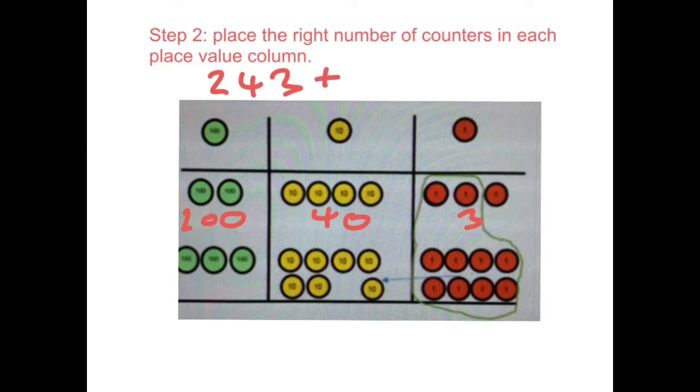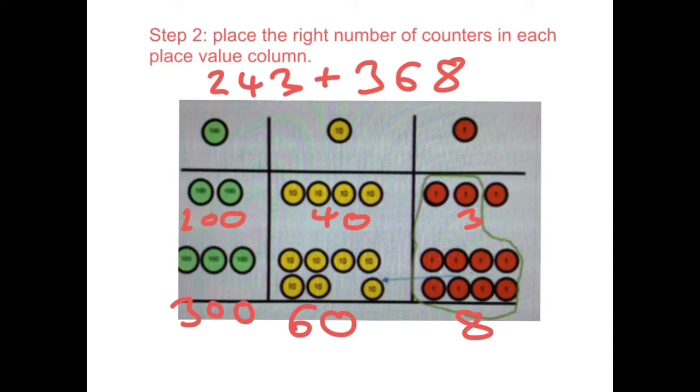Okay, onto that we had to add 368. Well, again, down here you can see that we've got 3 hundreds, we've got 6 tens, and we've got 8 units. And again, we could write the number sentence like this. So we've got 3 hundreds, we've got 6 tens, and we've got 8 units.